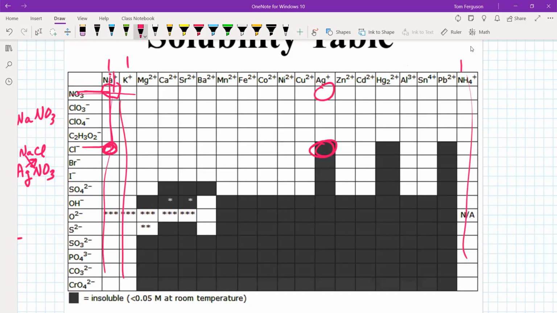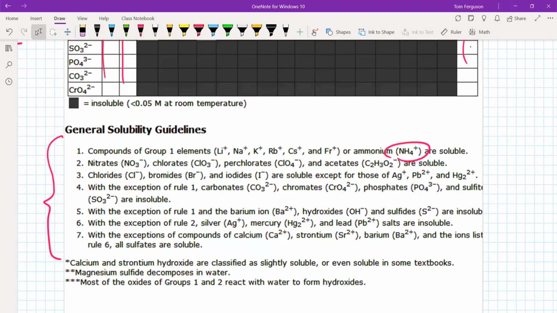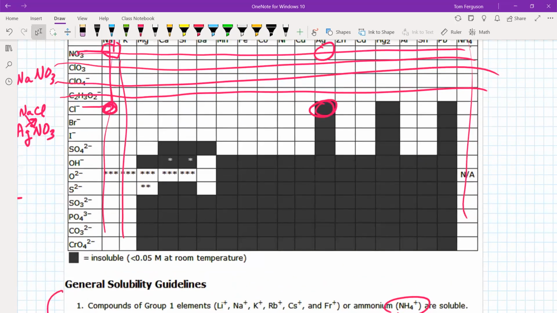Nitrate, look at nitrate. Chlorite, chlorate, acetate. Those don't form a solid with anything either. Those form part of the solubility rules down here. And there are some exceptions. That's the problem. So those are rules, then there are the exceptions. On the chart, you don't have to worry about that. Is it black or white?